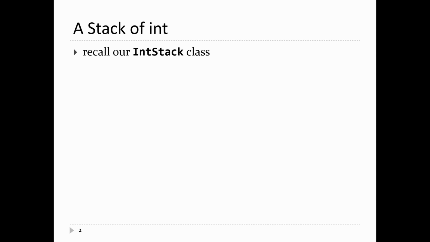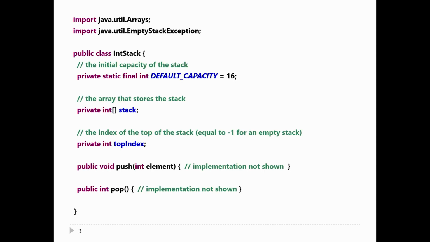All right, so remember we've got this class called IntStack, right? And IntStack represents a stack of int values. How did we implement IntStack? So our IntStack class is implemented using an array of int, right there. When we push an element, we're always pushing an int onto the stack, and when we pop an element, we're always popping an int off the stack.